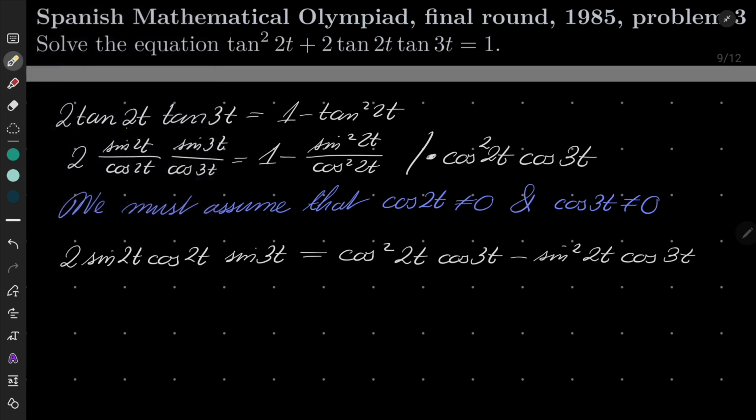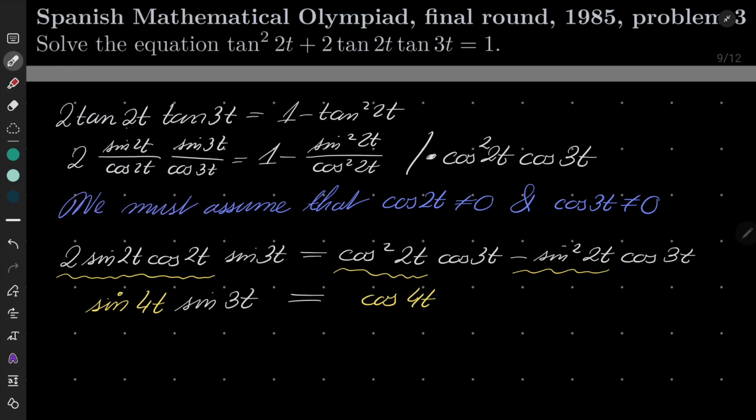We will make use of the fact that this part is sine of 4t because of the well-known formula for sine of double angle. Likewise, cosine squared of something minus sine squared of the same something is cosine of double that something. So we have sine of 4t, sine of 3t equals cosine of 4t, cosine of 3t. Let's now put everything on the right hand side.